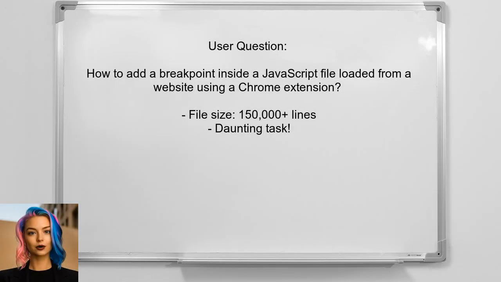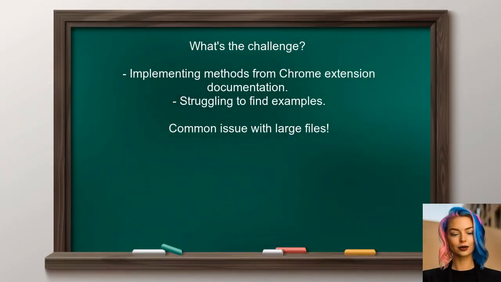Here's the situation. One user asked how to add a breakpoint inside a JavaScript file loaded from a website using a Chrome extension. They mentioned that the file is over 150,000 lines long, making it a daunting task. Sound familiar? Let's tackle this together. So, what's the challenge here?